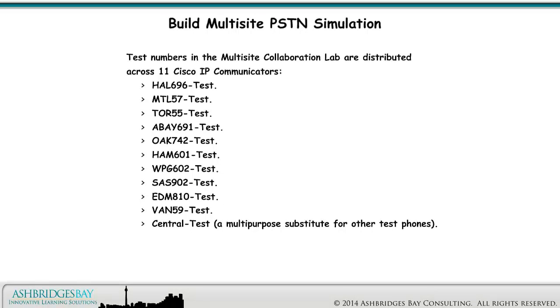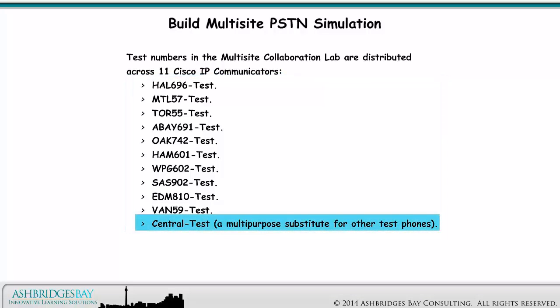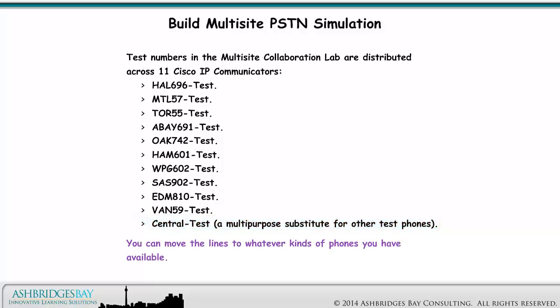Test numbers in the Multisite Collaboration Lab are distributed across 11 Cisco IP communicators, including a central test, a multipurpose substitute for other test phones. You can move the lines to whatever kinds of phones you have available.